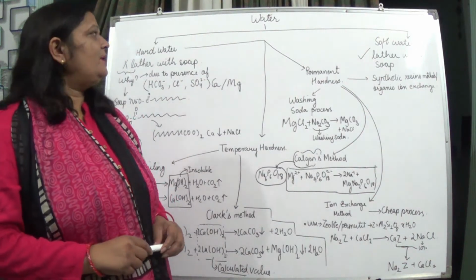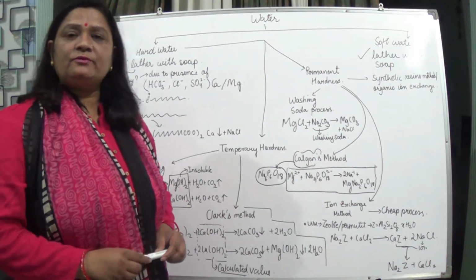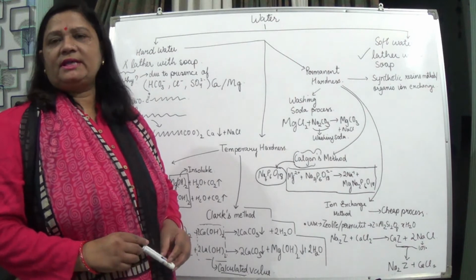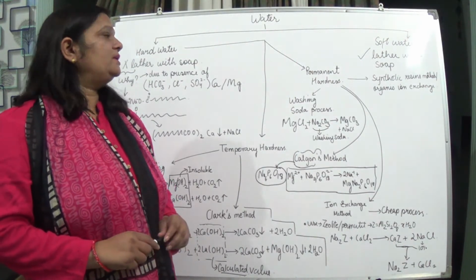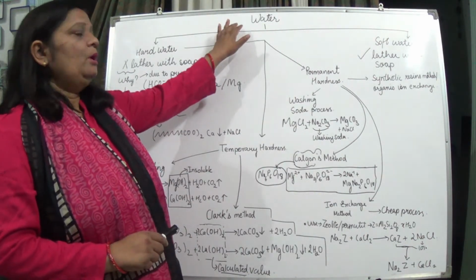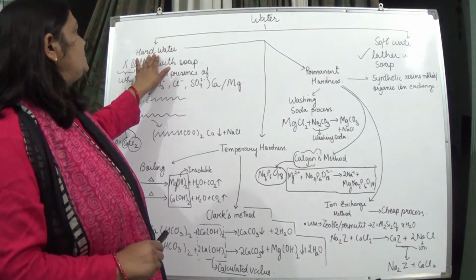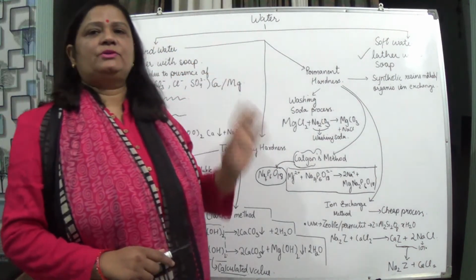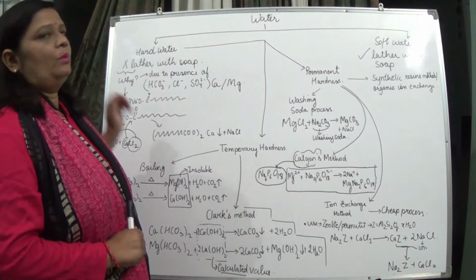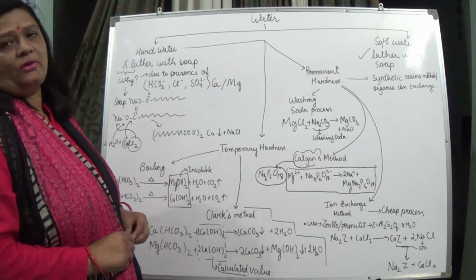Hello students, today we are going to study about the types of water, hydrogen peroxide and heavy water. Okay, now let us start with the types of water. Water is of two types: hard water and soft water. Now what is this hard water and what is this soft water?